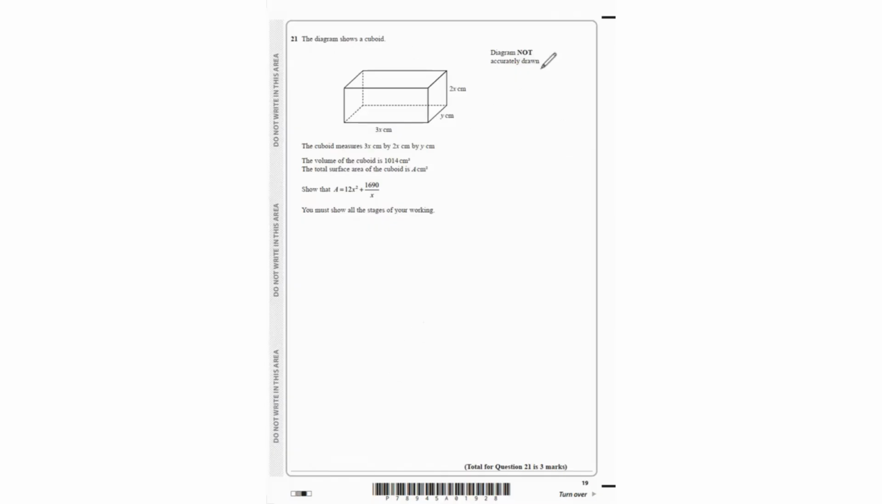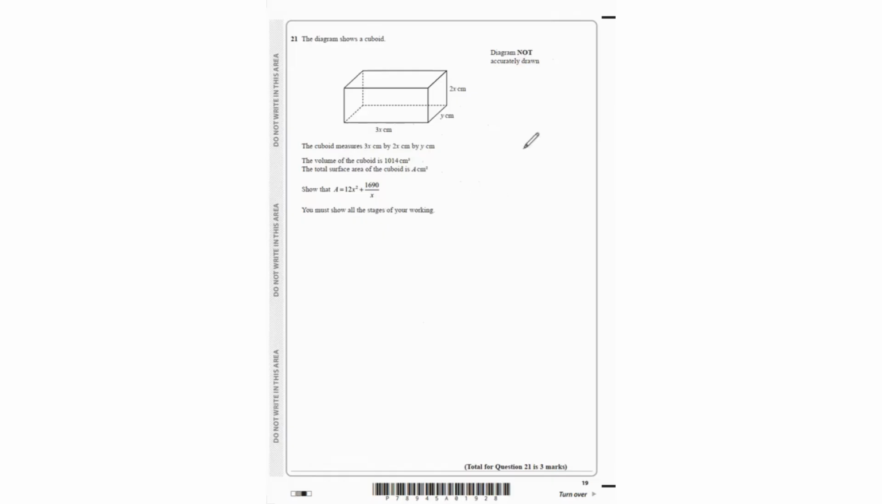So let's start with this one. It says the diagram shows a cuboid. They have given us the dimensions of the cuboid as 3x, y, and 2x. The volume of the cuboid is given as 1014 centimeter cube. The total surface area of the cuboid is A centimeter square. We have to show that A equals 12x squared plus 1690 over x. You must show all your stages of working.